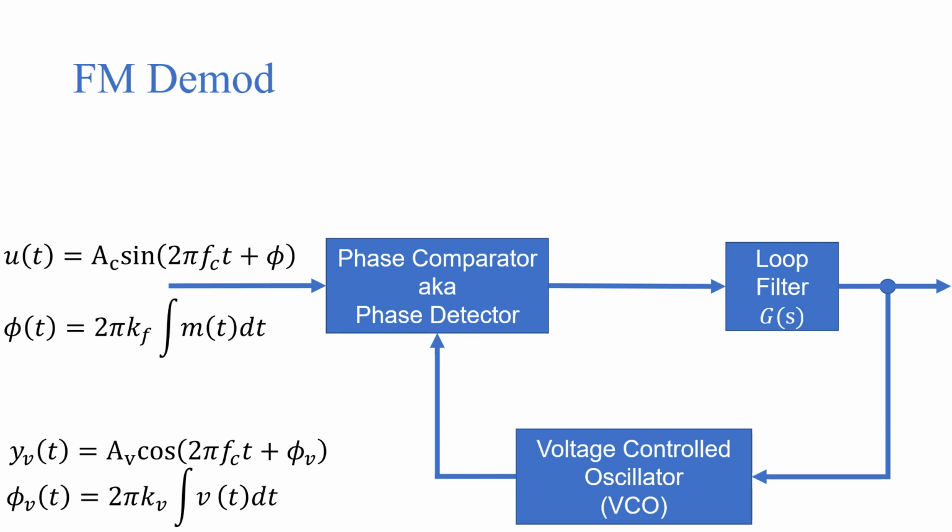At the receiver side, phase comparator output is the phase error between the input FM signal u(t) and VCO output signal v(t). The loop filter has impulse response g(t), its input is phase error phi_e(t), and output is v(t). We will later see that under lock conditions v(t) is proportional to the message signal m(t).